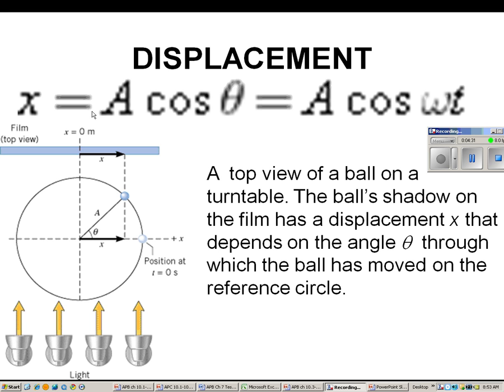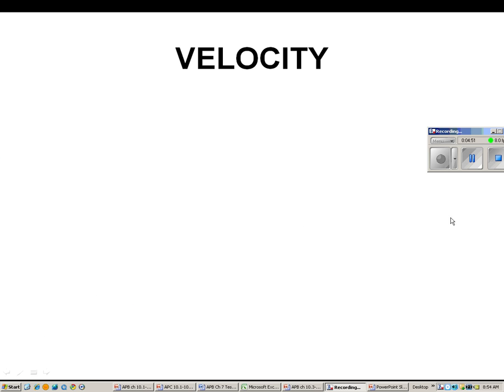We're not going to use this equation. I just want you to realize that it's a cosine curve, but the biggest thing I want you to realize is that x has a maximum value of A. Cosine omega t runs between 1 and -1, which makes x between A and negative A. So the maximum value x can have is A.